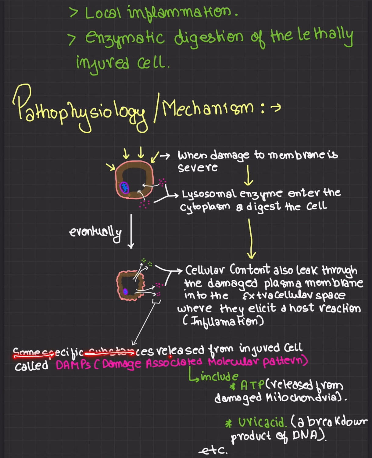Some specific substances released from the injured cell are known as DAMPs, damage associated molecular patterns, which include ATP, uric acid, and troponin. ATP is released from the damaged mitochondria, and uric acid is released as a product of DNA breakdown.